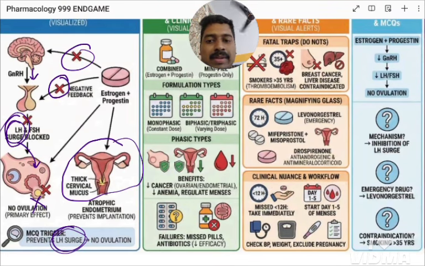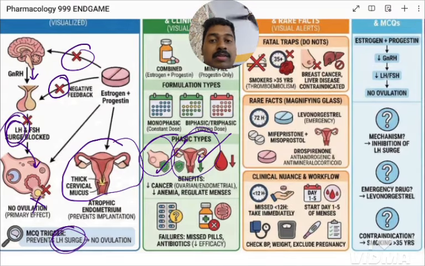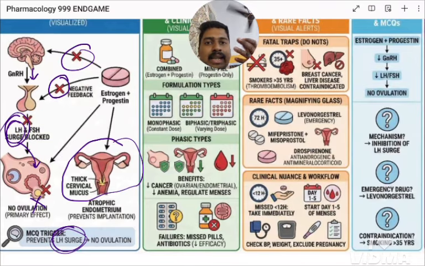Now what are the benefits of OCP? In OCP there is not only estrogen action, there is estrogen plus progesterone action. So progesterone action prevents excess, unopposed estrogen action, and this is useful to prevent malignancies like ovarian and endometrial malignancy, which occur because of excessive action of estrogen, okay. It also decreases anemia and regulates menses. So those who have irregular cycles, it will regularize the cycle because we are externally administering the hormones.